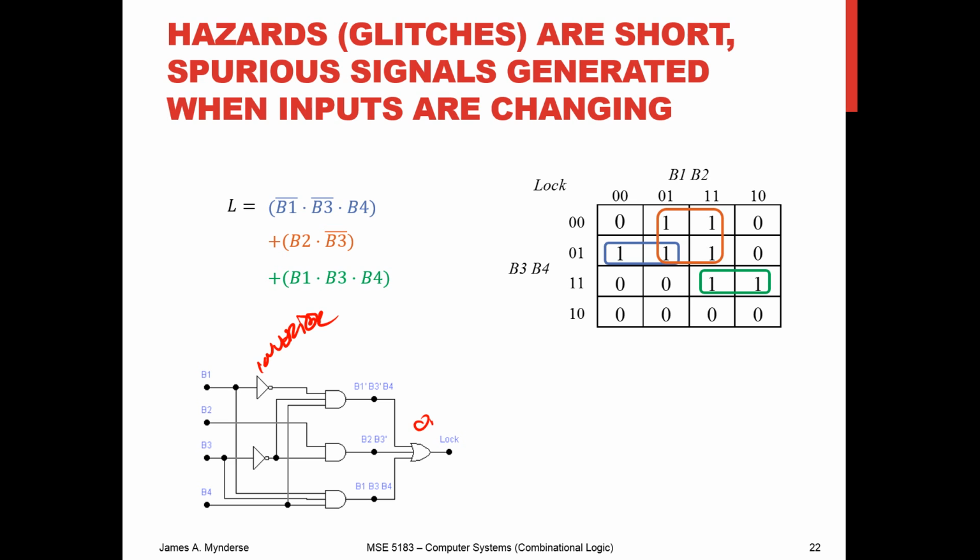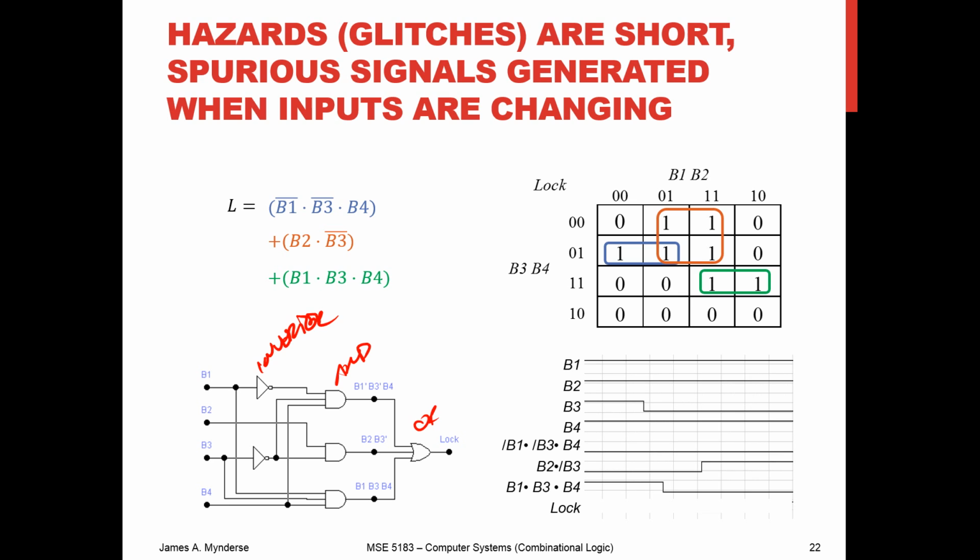We're going to OR things together, and we're going to AND things together. So we've got our different groupings here, and we've got our 3 different paths for the sum of products. Let's look at what happens when B3 changes. When B3 changes, it's going to go through the invert, it's going to go through the AND gate, and it's eventually going to end up in the OR gate.